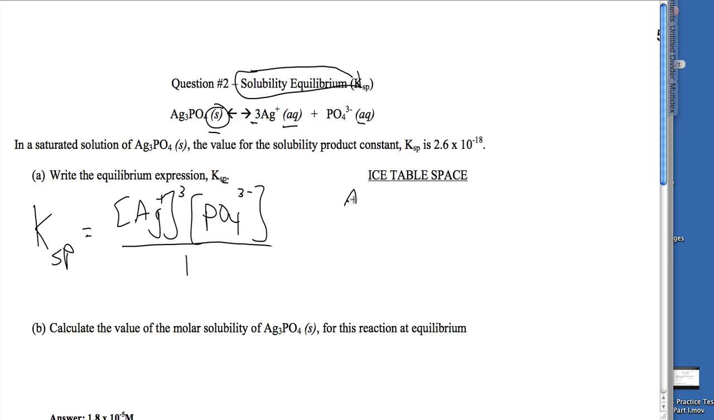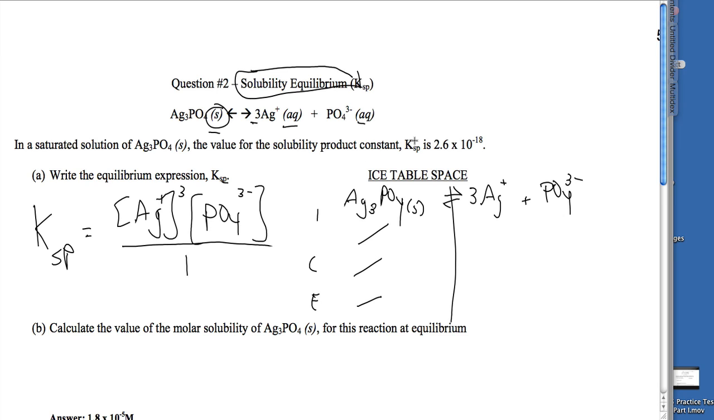I'm going to write out our ICE table. Ag3PO4 solid is in equilibrium with dissolved ions in solution. Okay. ICE: nothing counts on the reactant side, and that's very characteristic of a KSP problem. 0, 0, plus 3x, plus x, 3x, x.